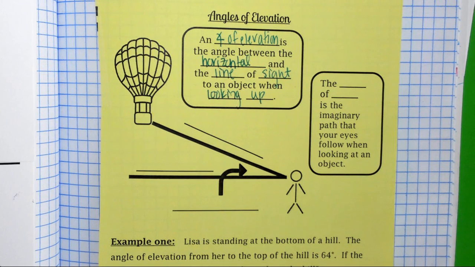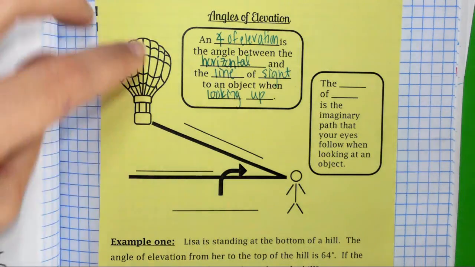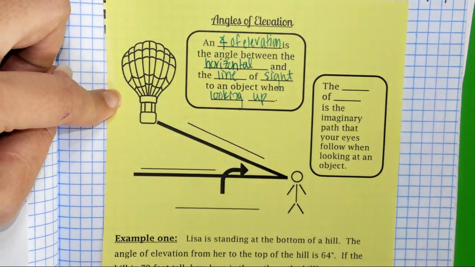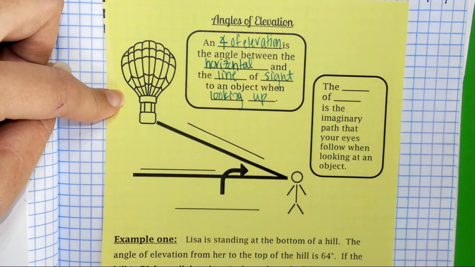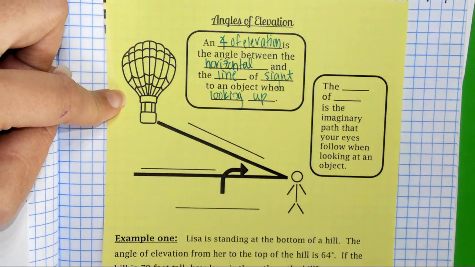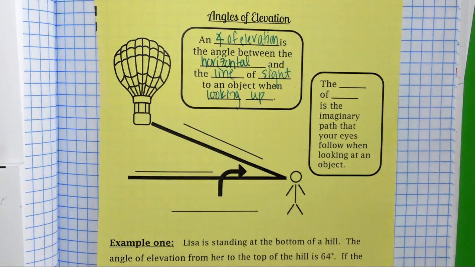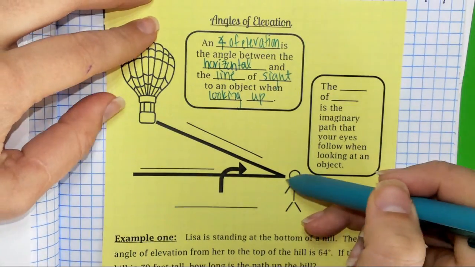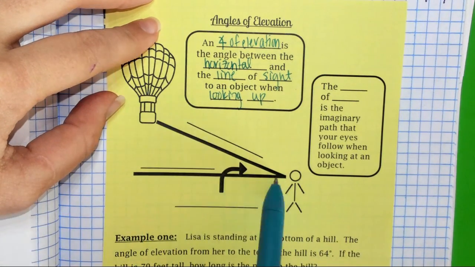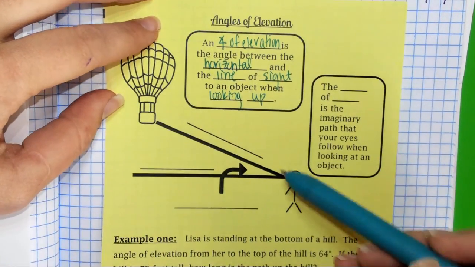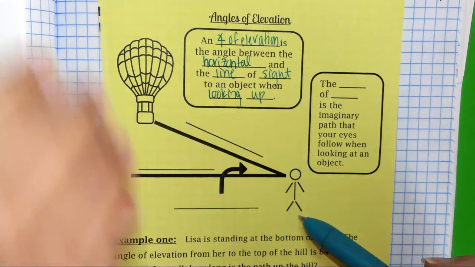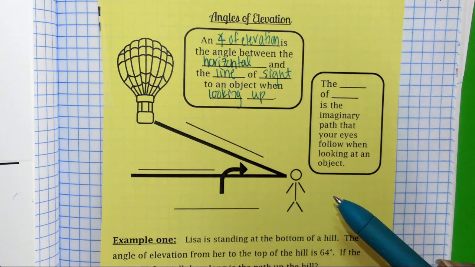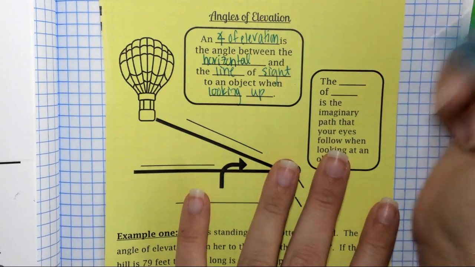So, how many of you have ever been to a hot air balloon festival or seen a hot air balloon? Have you ever wondered how high they are up compared to you? So, okay, good. Like minds. You can use angles of elevation to figure out how high they are or how far away they are from you. And it's not how far away they are here, because this isn't how far away they are, is it? It's how far up they are away from you.